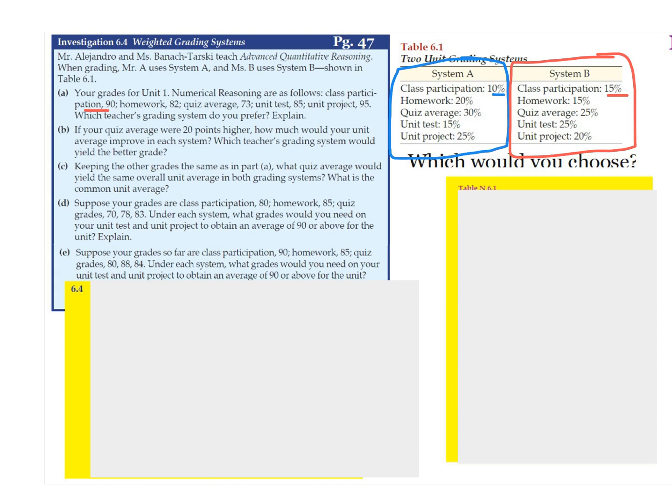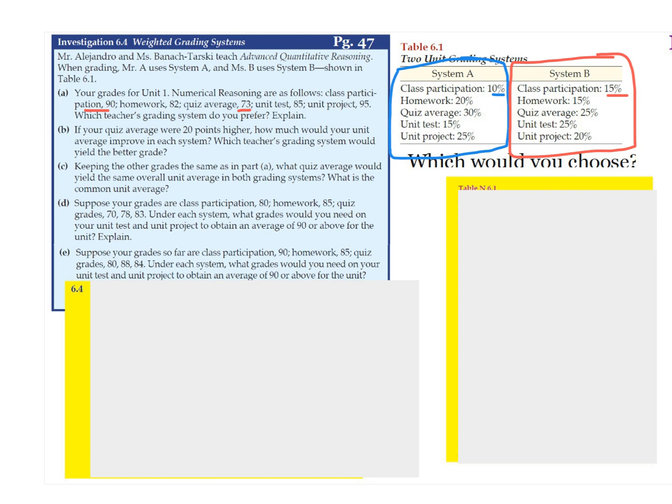For Part B, if your quiz average were 20 points higher, so in the previous problem, the quiz average was a 73. So if it's 20 points higher, then now that's going to be a 93. How much would your unit average improve in each system? So then take those same data, those same grades, and figure out your grade in each system, and figure out which one would be higher now.